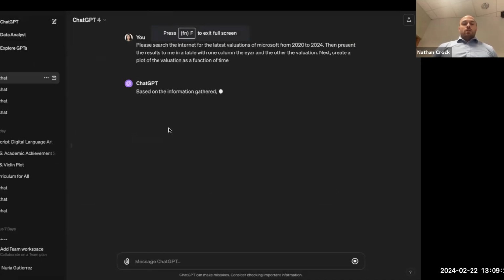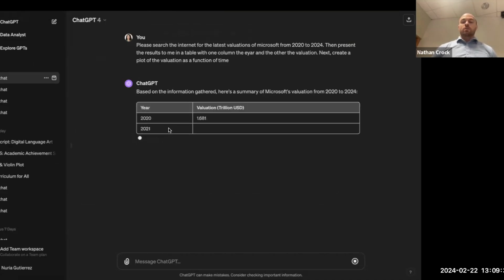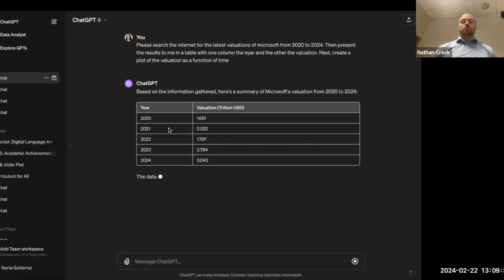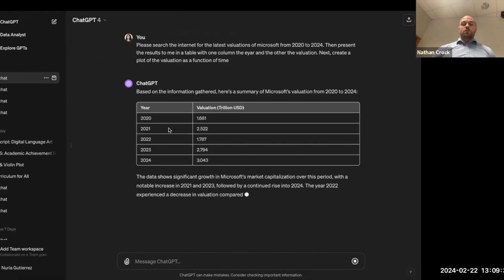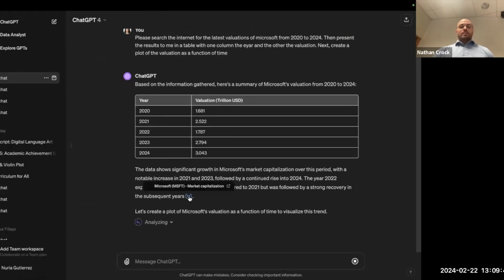All right, so based on the information gathered, here's a summary of Microsoft's valuation from 2020 to 2024. So it shows significant growth, obviously, because they invested heavily in OpenAI and are benefiting from it greatly. It was a good decision. And we have a nice little citation here if we wanted to go see where it got the data from.